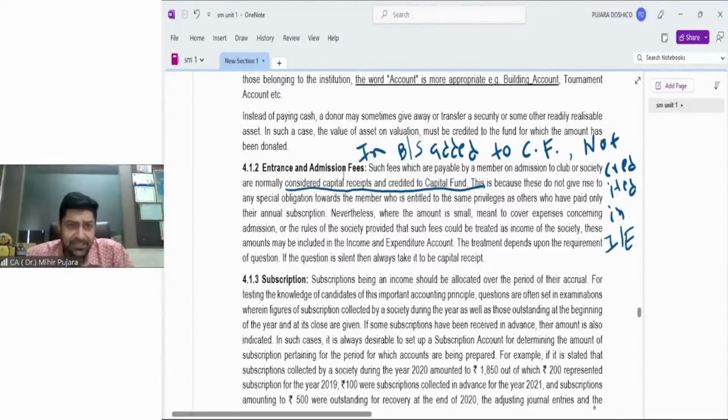Entrance fee, admission fee, it is part of balance sheet. It is added to capital fund, not credited in INE. It is capital receipt, not a revenue receipt, not part of INE. It is part of balance sheet added to capital fund on liability side, because entrance fee or admission fee are non-recurring in nature.